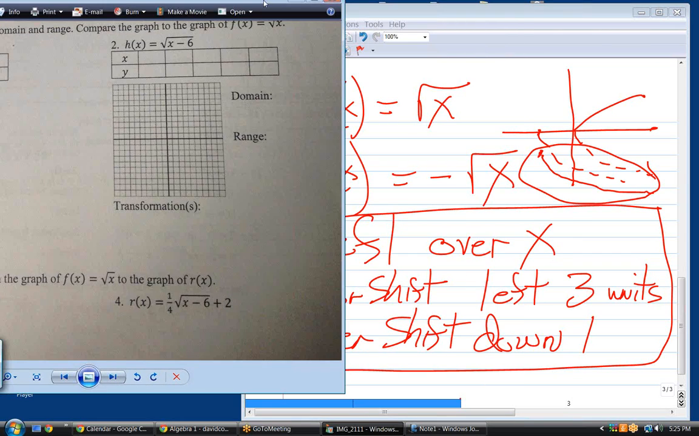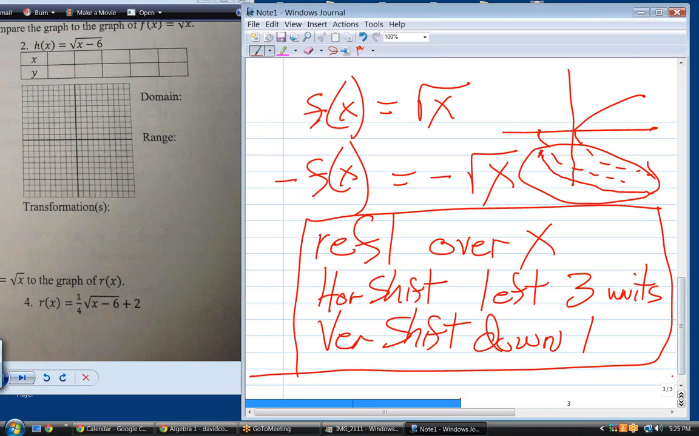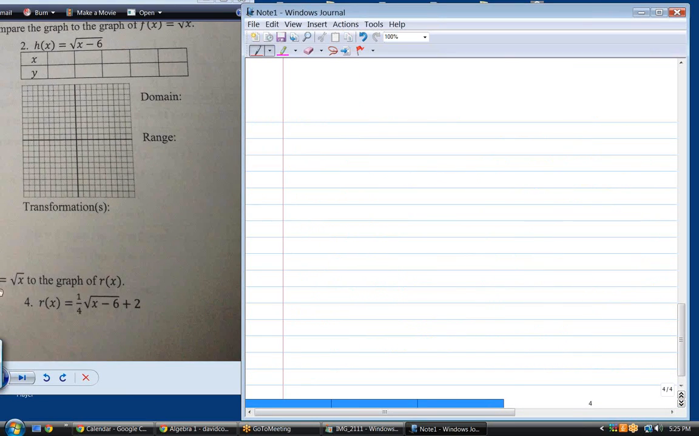All right, let's look at this one. Okay, this also has 3 things happening. We'll start with this: there are no negative signs. There's the -6, but that doesn't count as a reflection. That's part of a horizontal shift. But what does this 1/4 mean? That's a vertical, not a shift, but a stretch.